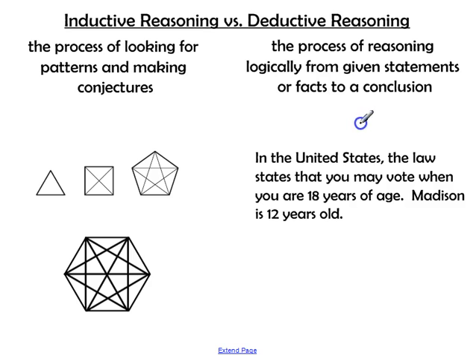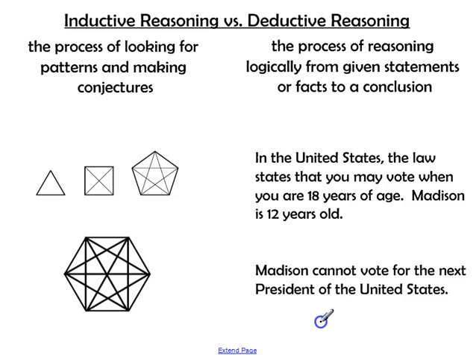Deductive reasoning is the process of reasoning logically from given statements or facts to a conclusion. So in the United States, the law states that you may vote when you are 18 years of age. Madison is 12 years old. So we can say that Madison cannot vote for the next president of the United States. So based off of a law and facts we were given, that Madison is 12 and that she is not 18, she cannot vote for the president of the United States.